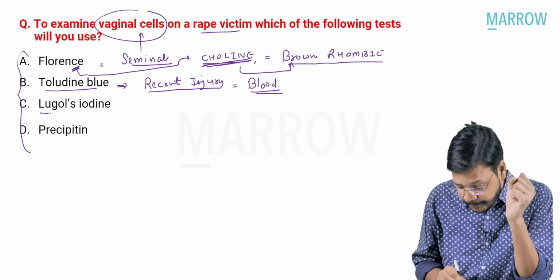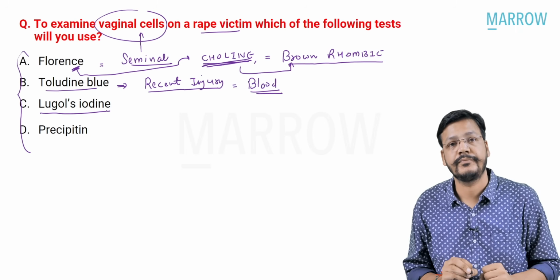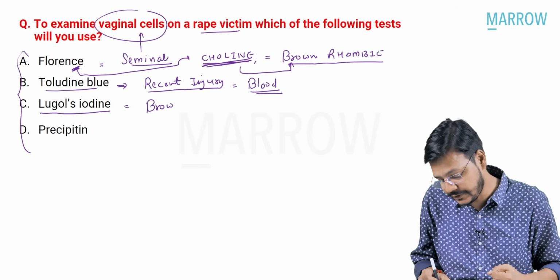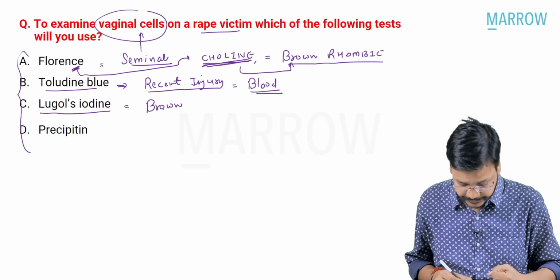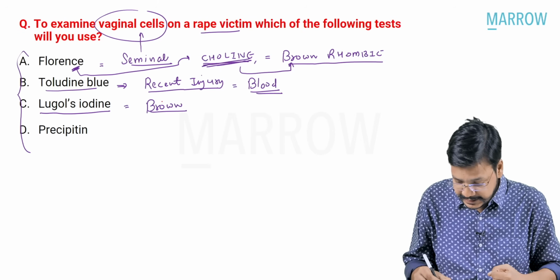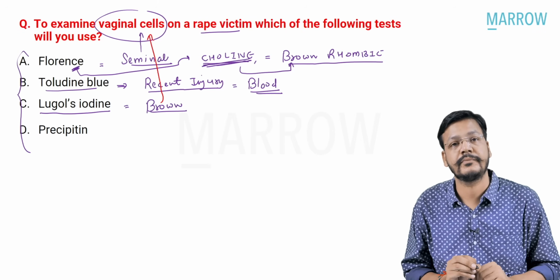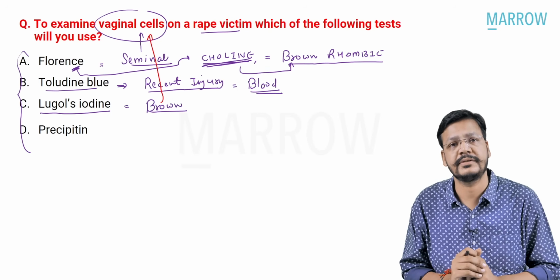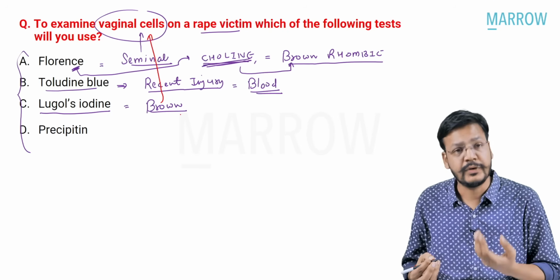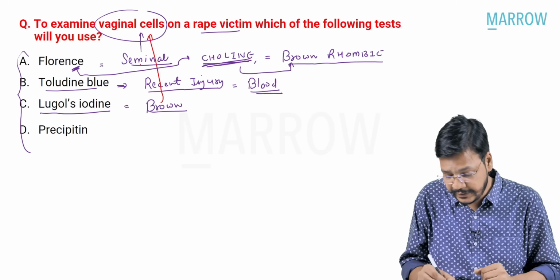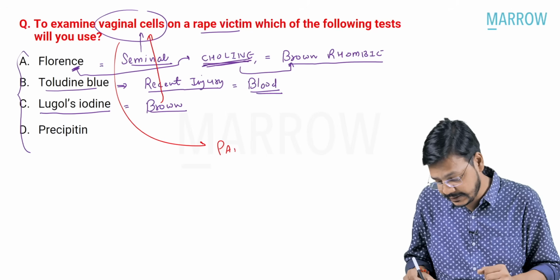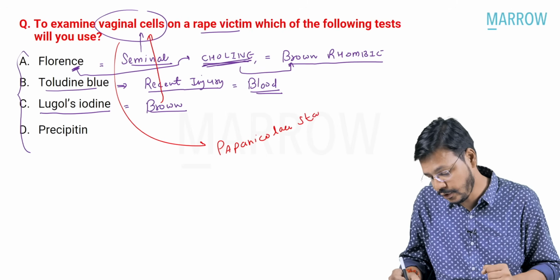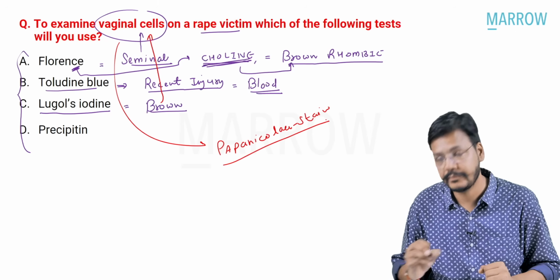The third is very important, Lugol iodine, sir. We use Lugol iodine as a filter, and it gives a brown color change. This is the test, my dear friend, for vaginal cells. Even vaginal cells on the penis or on the victim's body can be examined by this. And if Lugol iodine is not available, we can use one more stain, that is Papanicolaou stain.